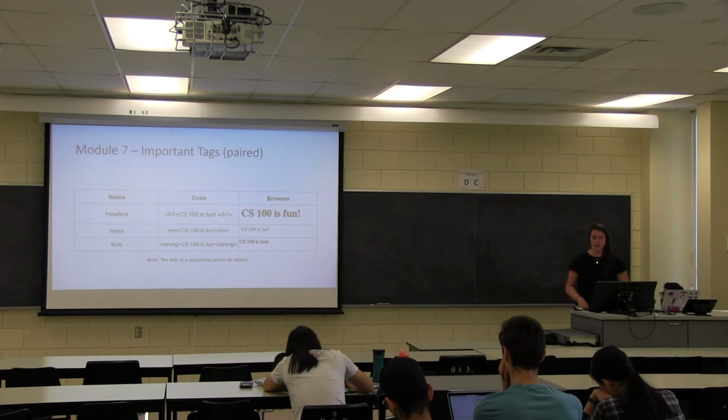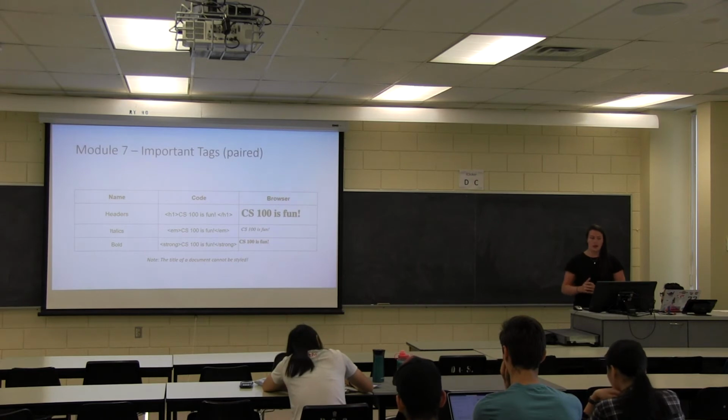So again, some more important tags that are paired, meaning they also require the closing tag, are the header tags, and how to add italics and bold in your web page. For headers, you can have H1, H2, H3, and so forth. What these tags do is they increase the size of the font and they also bold it. So H1 would be larger than H2, H2 would be larger than H3, and so forth. To italicize text, we use the emphasis or EM tag, and to bold text, we use the strong tag.